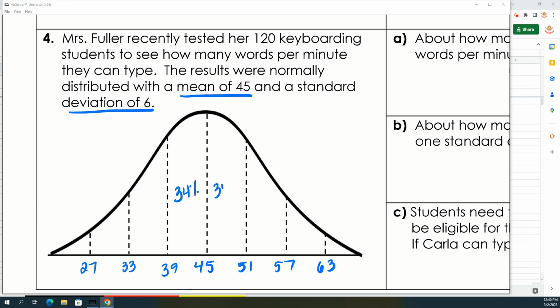And then we are going to fill in the exact same percentages that we have done each time. So 34, 34, whoops, 13.5 on each side of that, 2.35, and then 0.15.